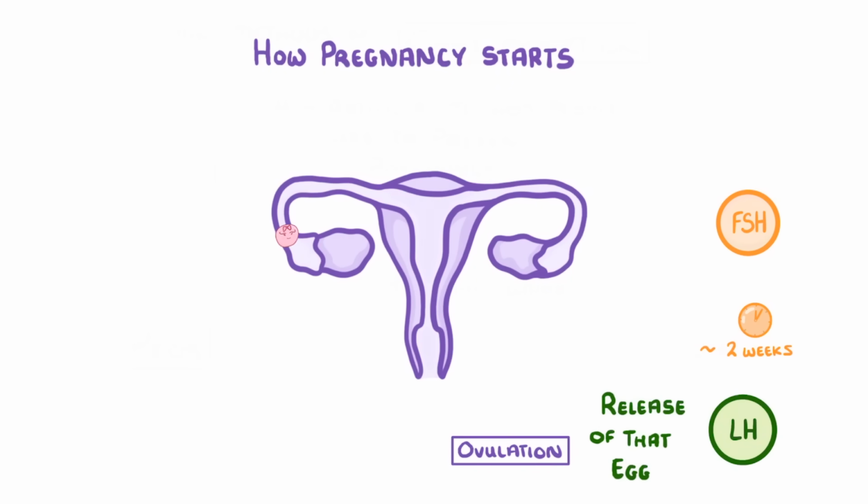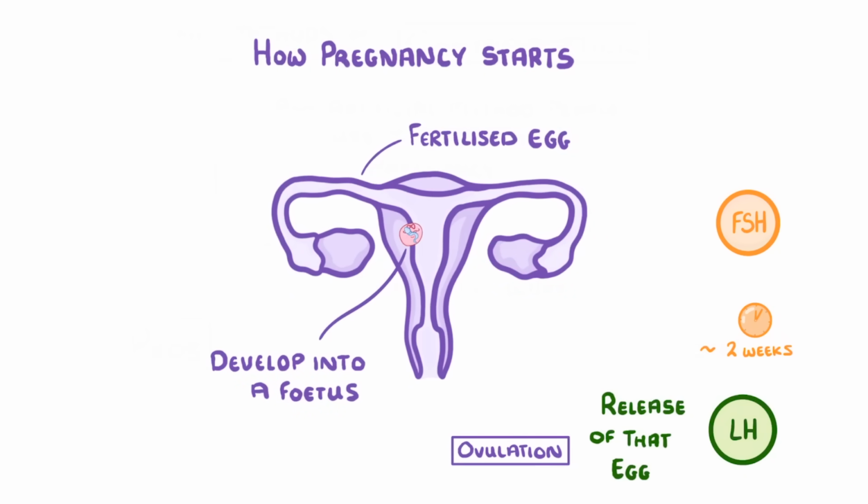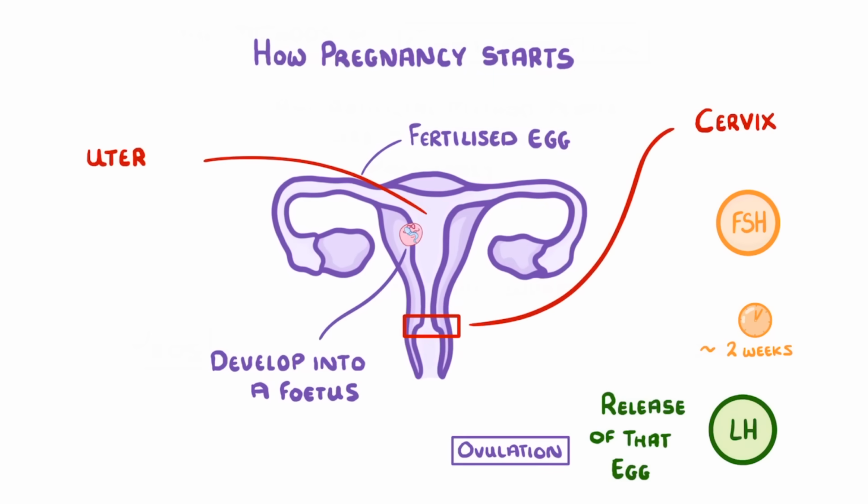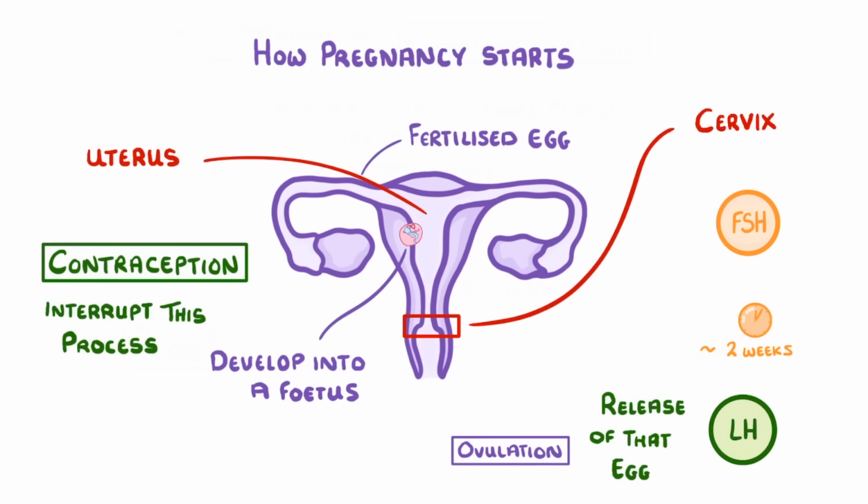It then passes along the adjacent fallopian tube, and at this point it could combine with a sperm cell to form a fertilized egg. If it did, then this fertilized egg would continue along the fallopian tube to the uterus, where it would implant into the wall and slowly develop into a fetus. For reference later on, this part here is the cervix, which is the entrance to the uterus. So as we go through this video and look at all the different methods of contraception, keep thinking back to this process, and remember that contraception has to somehow interrupt this process in order to prevent pregnancy.